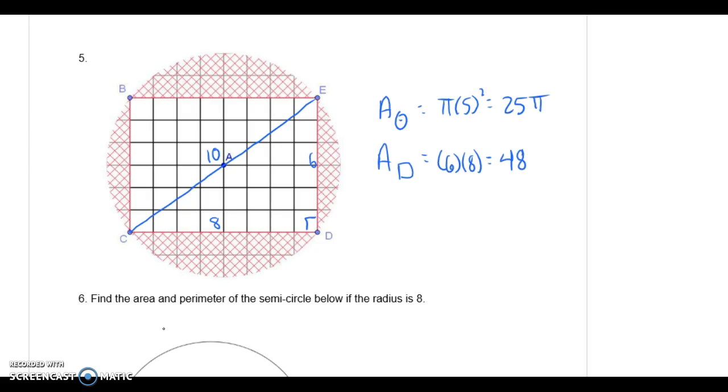Again, it looks like 48 is actually bigger than 25 pi, but it's really not, because pi is about 3.14. So if we did 25 times 3, we'd be looking at about 75. So in our final answer, we have 25 pi minus 48.